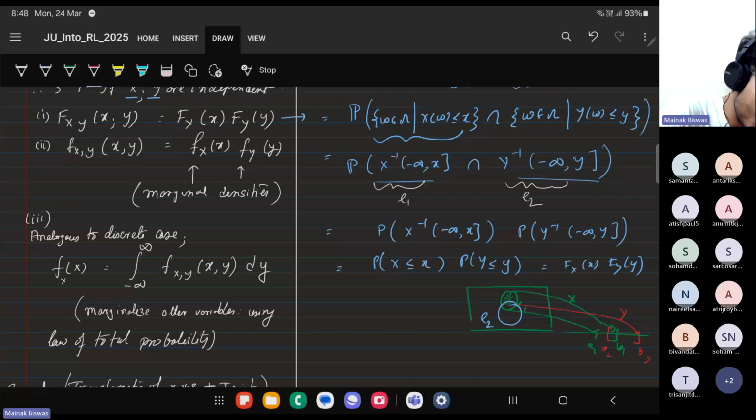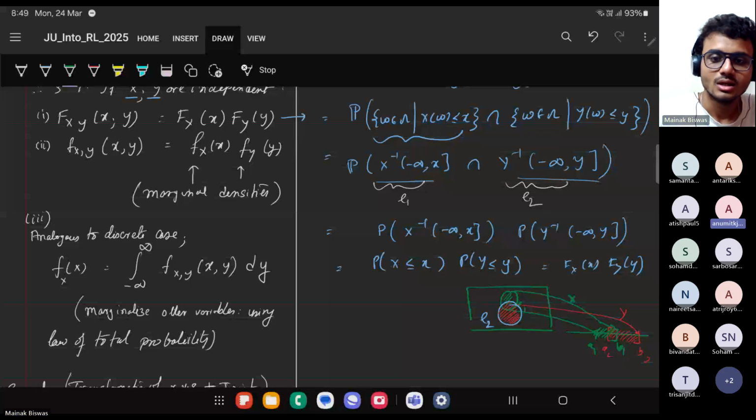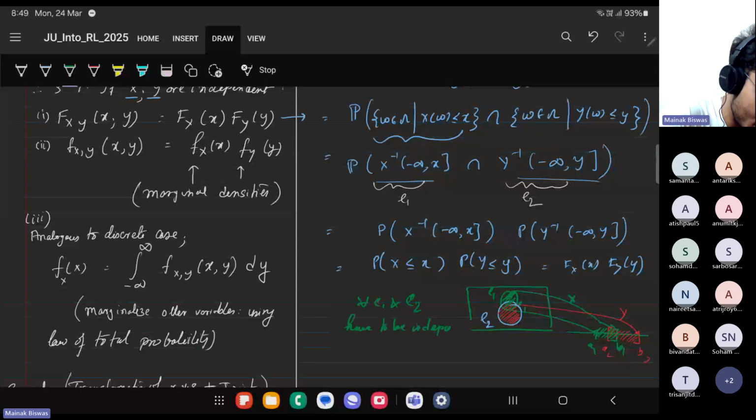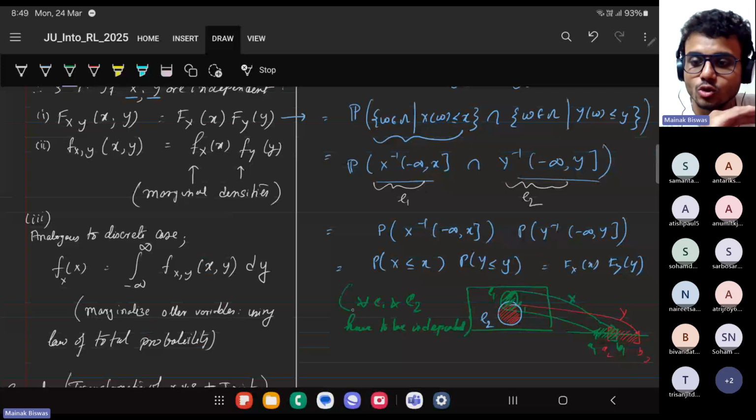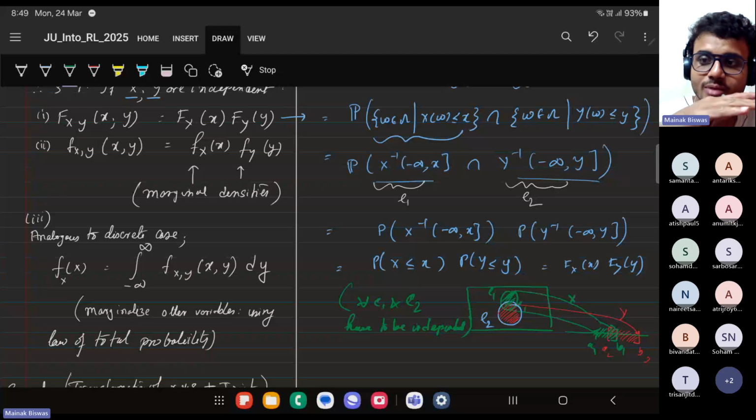Similarly, if I take a pre-image of this A1, B1 set, I'll get E1 back. Fine. Now I say if X and Y have to be independent, all E1 and E2 have to be independent. That is the definition of independence of random variables. For any E1 and E2 you choose, for any subset of the real number line, you take a pre-image between any two.